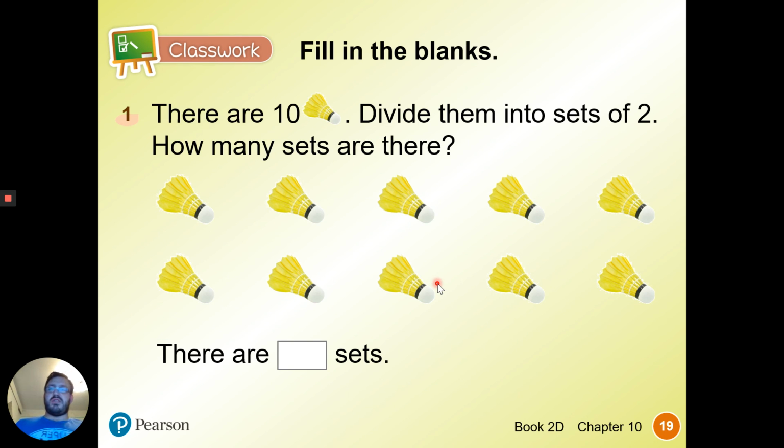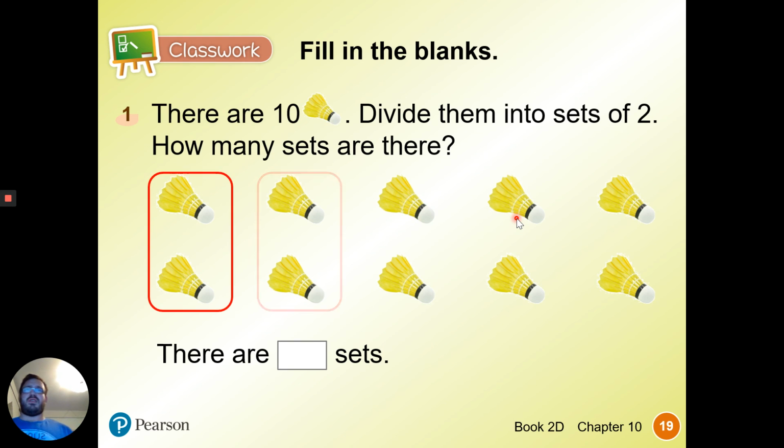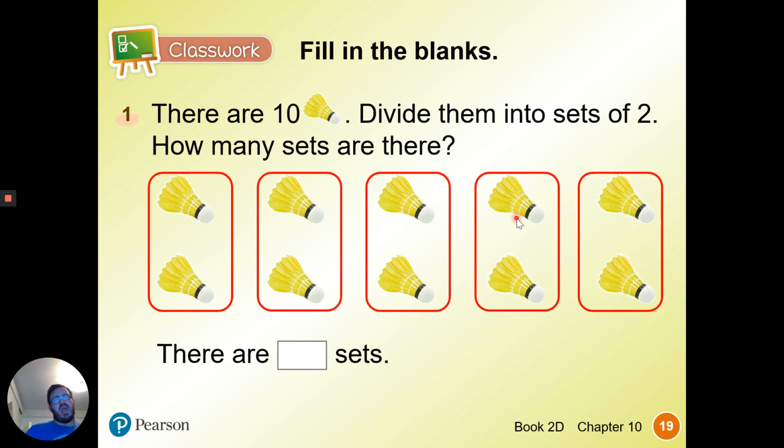But all it is at the moment is just recognizing groups. So let's just do this last question then. There are 10 shuttlecocks, and we're going to divide them into 2 sets of 2. So how many are there? We're going to pair these up. 1, 2, 1, 2, 1, 2. So if these are all in pairs, then we just need to count the top row. 1, 2, 3, 4, 5. Let's see how we've calculated it. And then let's check our answer.